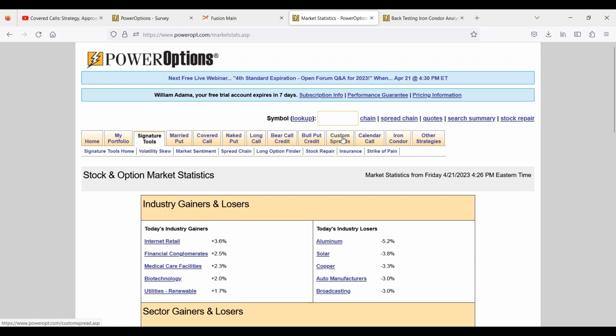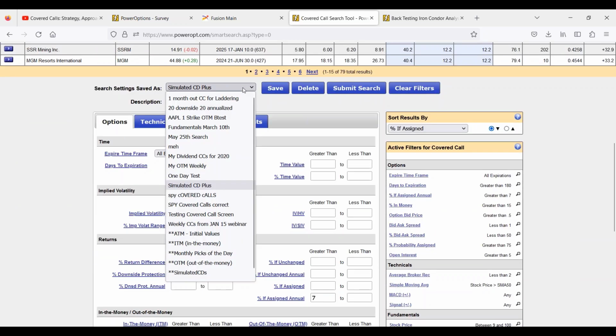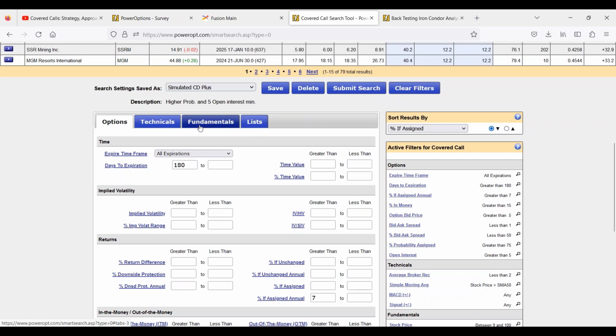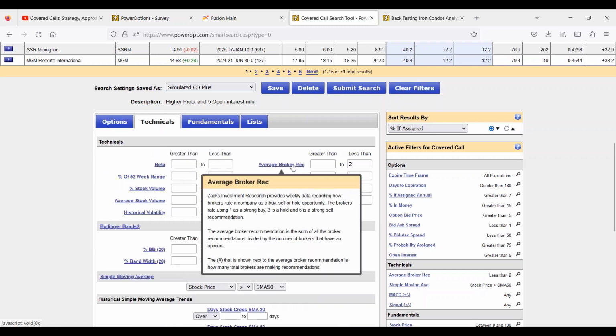Let's go back to the default. And I think your issue here might be that last criteria that you mentioned. You said that you're also using a broker recommendation less than 2, meaning it has to be, well, let's just do it on the saved one we did. So the broker recommendation is based on the Zacks scale, where 1 is a buy, 2 is a hold. I'm sorry, I apologize. 1 is a strong buy, 2 is a buy, 3 is a hold, 4 is a sell, and 5 is a strong sell.